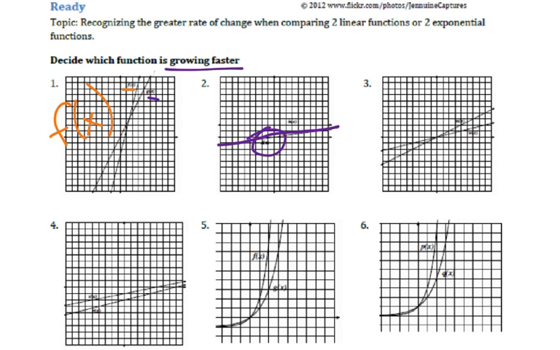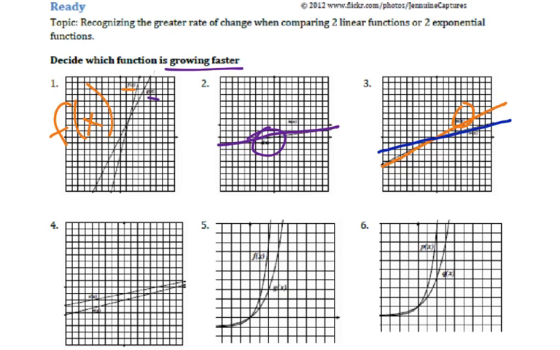So if we look at number 3, we've got this graph right here, and you've got this graph right here. Well, which one's growing faster? The orange one. So you'd circle that one. Okay. Now, look at 5 and 6.